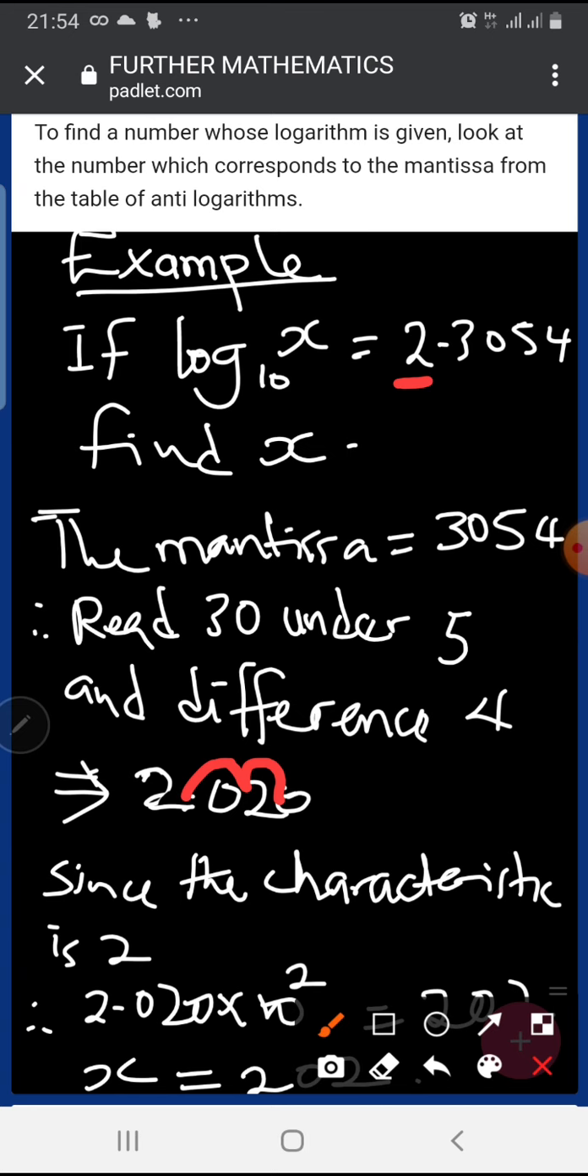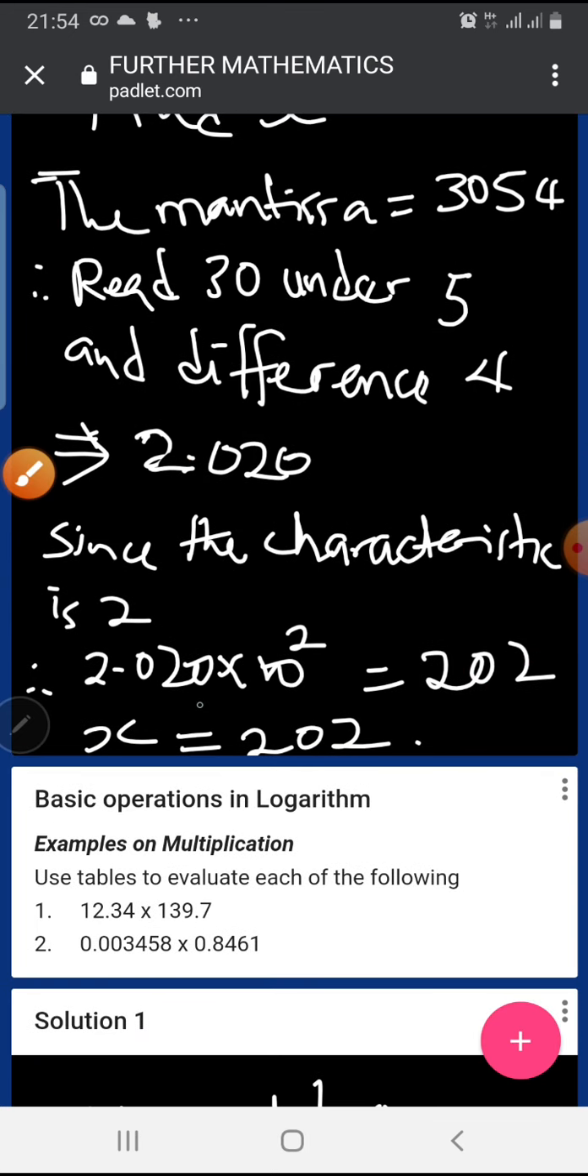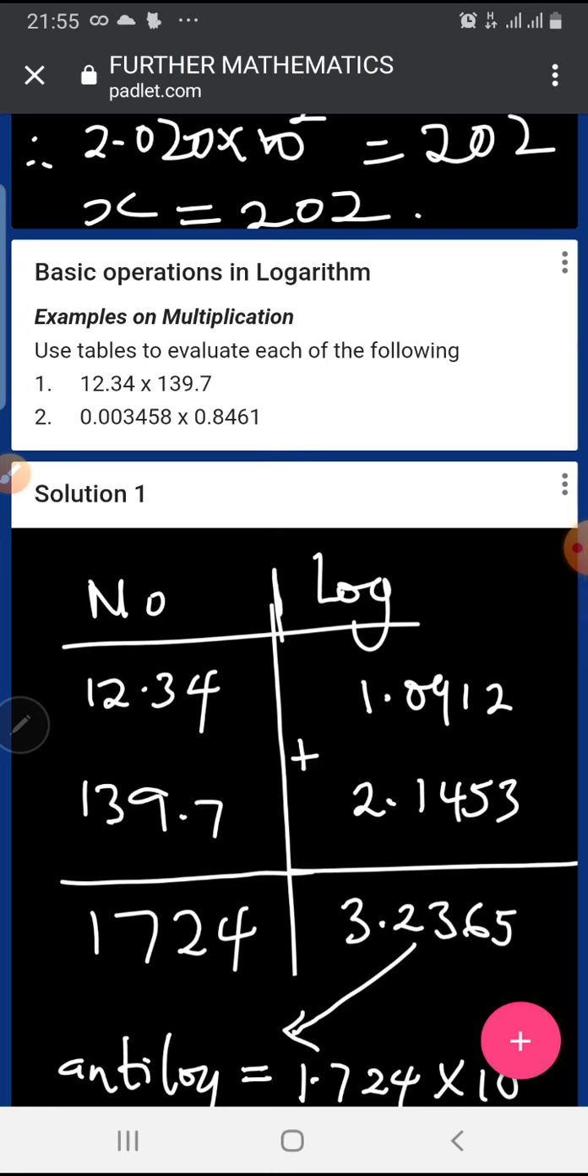Since the characteristic is 2, 2.020 times 10 raised to the power 2, that's moving it 2 times. It will give you 202. You can say 202.0 or 202. So x is equal to 202. It's as easy as eating banana.